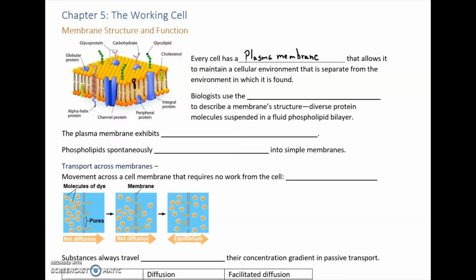The head here is hydrophilic and likes water. And the tails, you'll see the tails all go together. I'm drawing them in, and those are hydrophobic, and they don't like water. Embedded in that lipid bilayer, we have different proteins. We've got an alpha helical protein, we've got a globular protein, we've got channel proteins that allow molecules of interest to cross through the membrane.